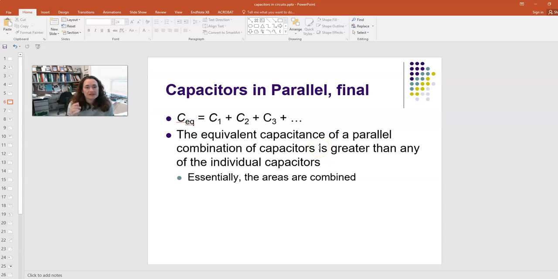To summarize, the equivalent capacitance for capacitors in parallel is just the sum of the capacitance of each branch. So the equivalent capacitance for capacitors in parallel would be C1 plus C2 plus C3. And that makes it, of course, greater than the capacitance of any one of the capacitors individually.